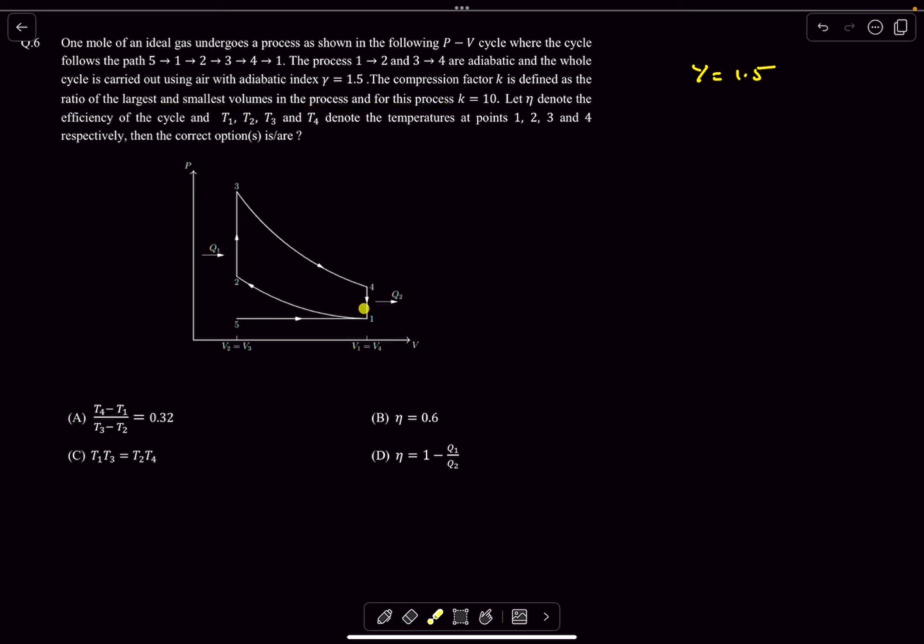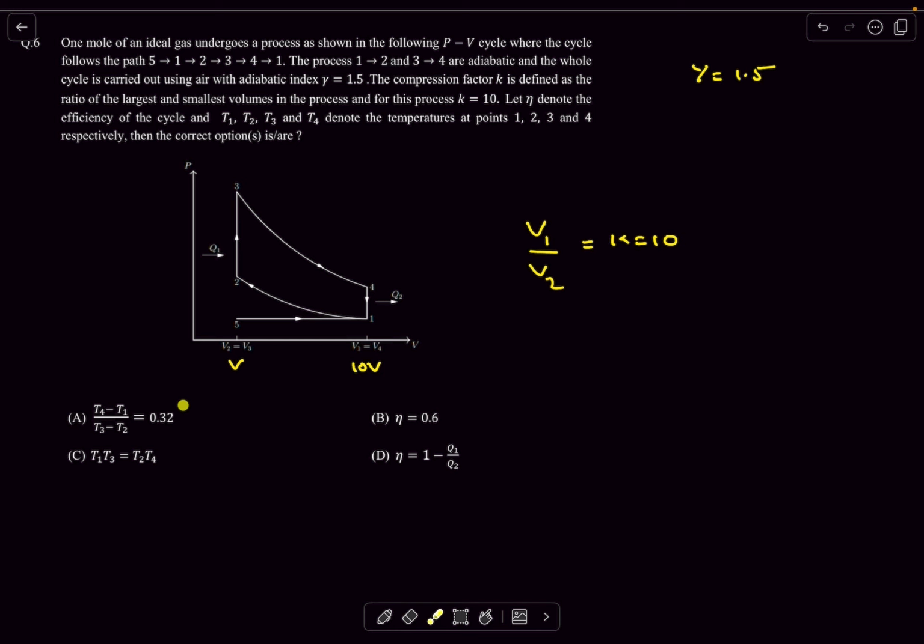So if you look at the diagram, the states 1 and 4 have the same volume, and the states 2, 3 and 5 have the same volume. So the ratio of the larger volume is what is K, which is 10. So basically if I take the volume at state 2 to be V, at state 4 it will be 10V. Now eta is the efficiency of the cycle, and T1, T2, T3, T4 denote the temperatures at points 1, 2, 3, 4 respectively. Then we have to talk about the following options.